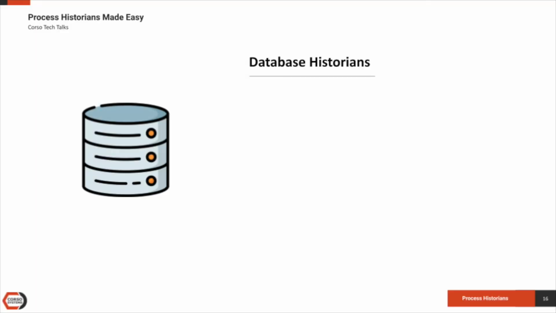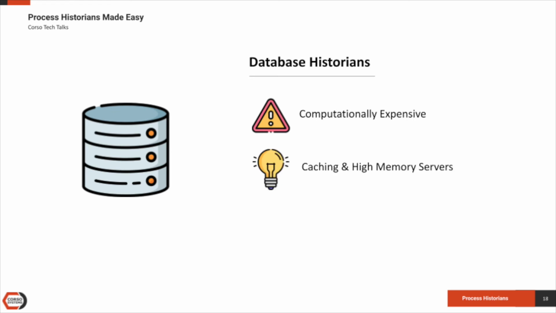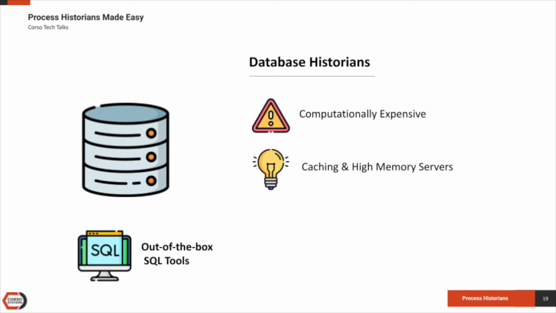The downside of a database-backed historian is at some point you will need to write the data from memory to disk, which makes retrieving it more costly from a computation perspective. This can be counteracted by using caching mechanisms or servers with a lot of memory to keep the data readily available, where it is faster to retrieve in memory. The benefit is you can use off-the-shelf tools in the SQL query language you already know to get the data once it's stored.